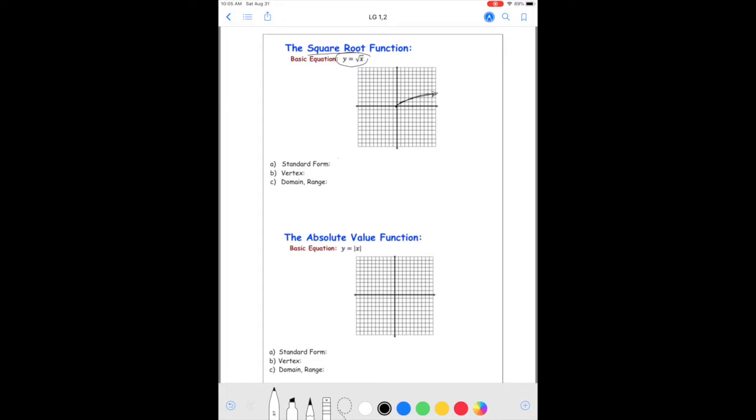Now we're going to look at the standard form. So y equals a, the stretching, bracket, x minus h.